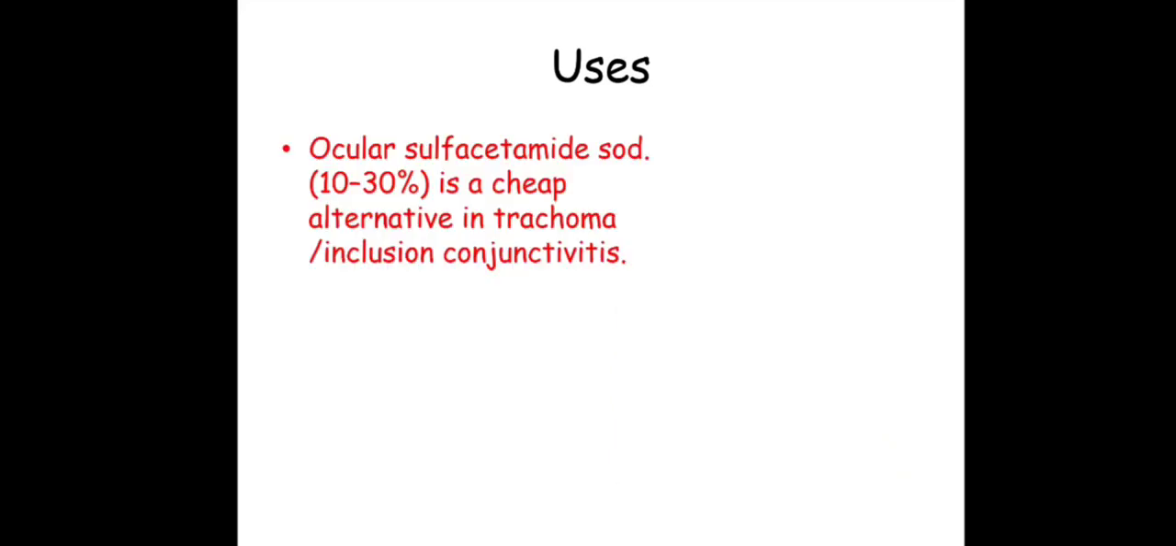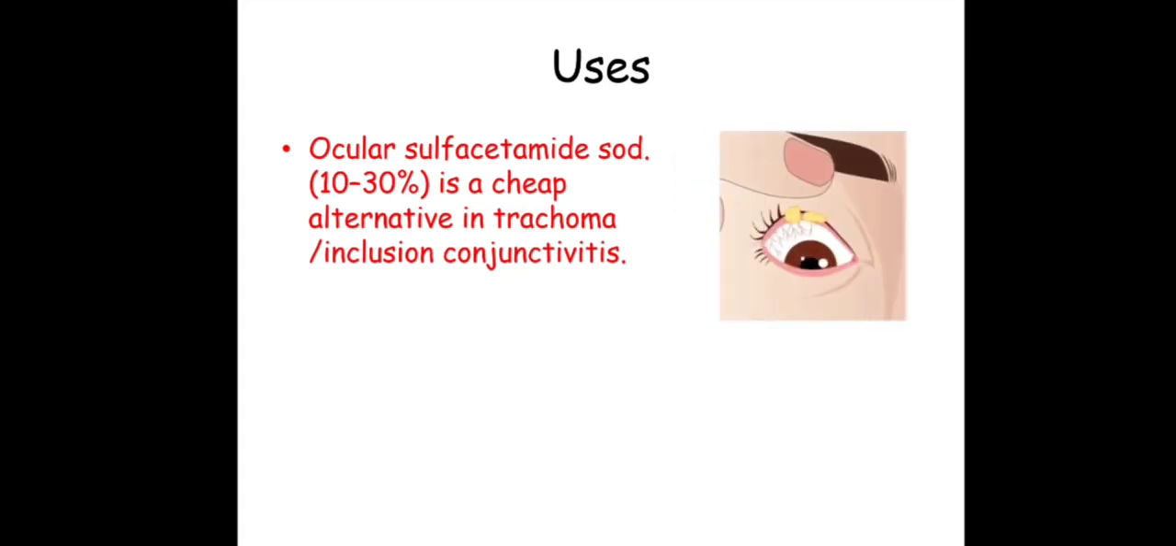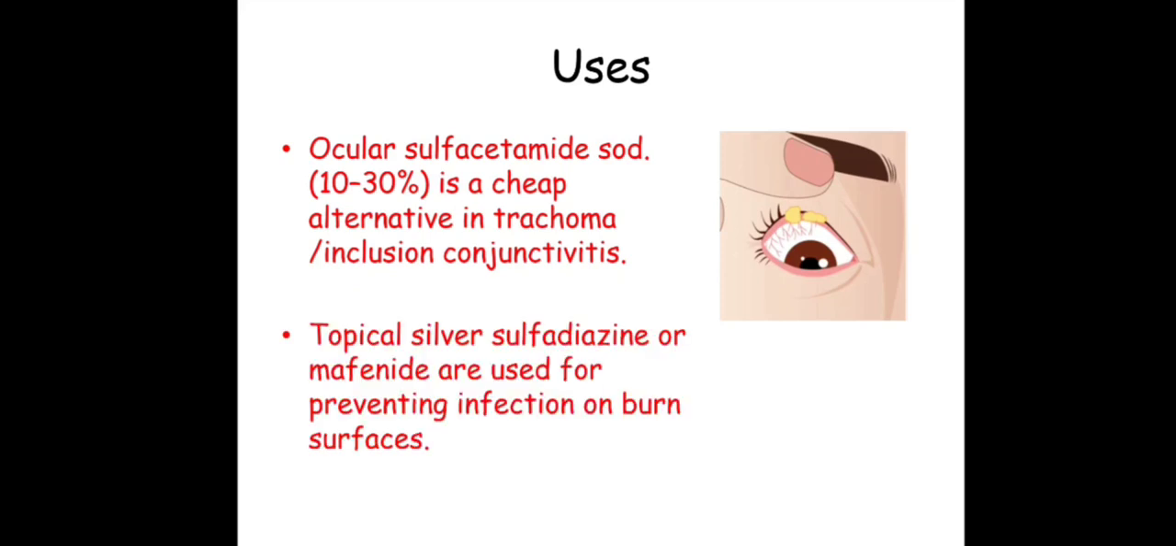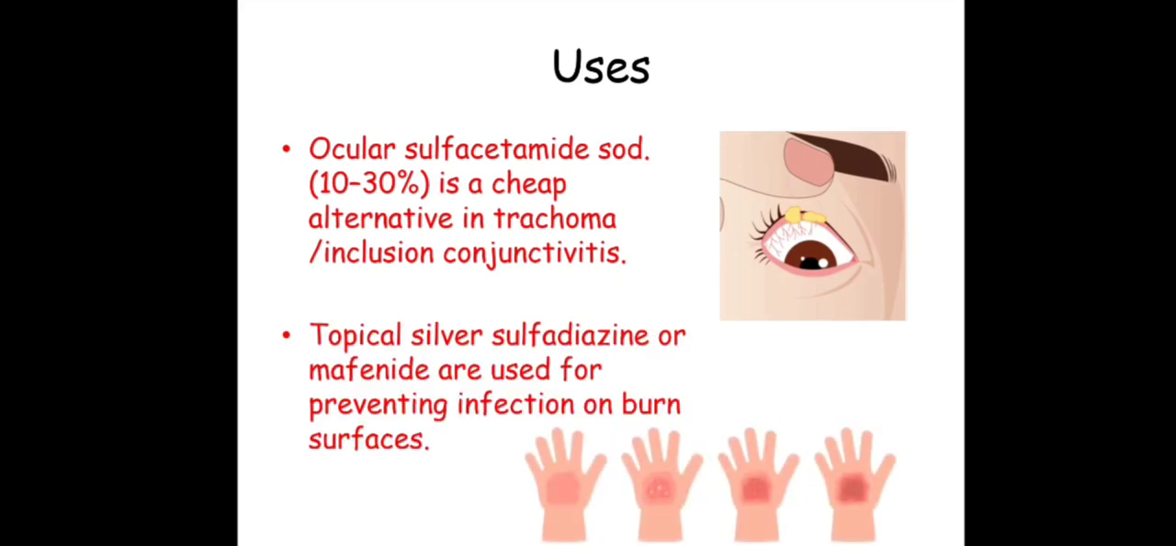Next, ocular sulfacetamide sodium. It is a cheap alternative in trachoma or inclusion conjunctivitis. Although additional azithromycin or tetracycline therapy is also required for eradication of the disease. Next, topical silver sulfadiazine or mafenide are used for preventing infection on burned surfaces. So these are the uses.